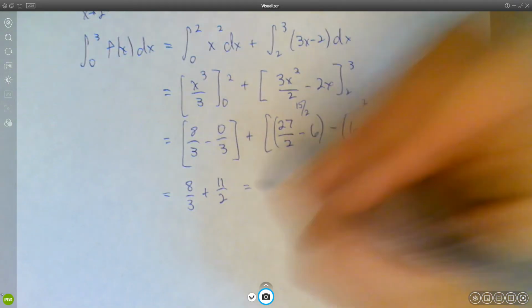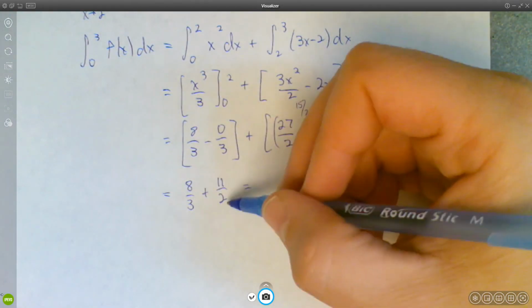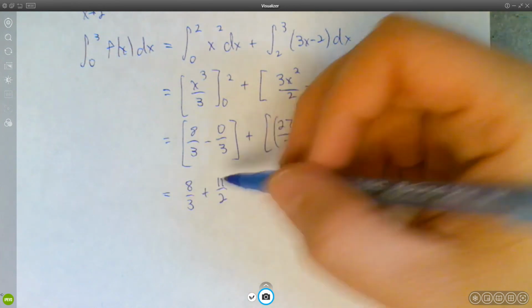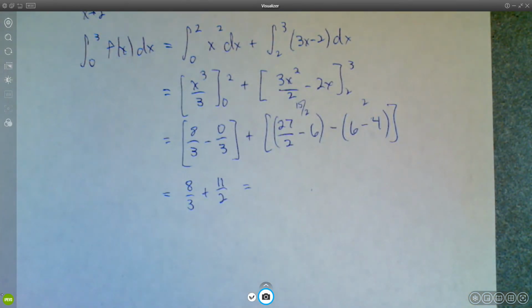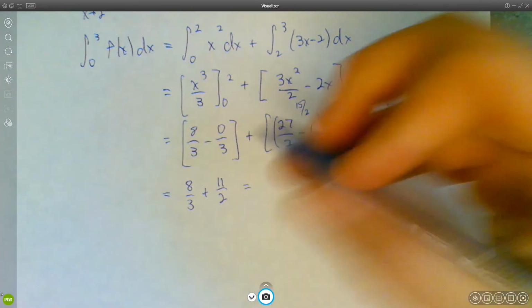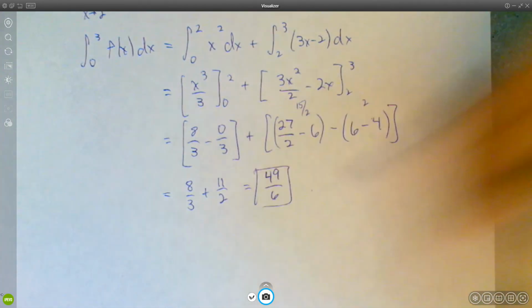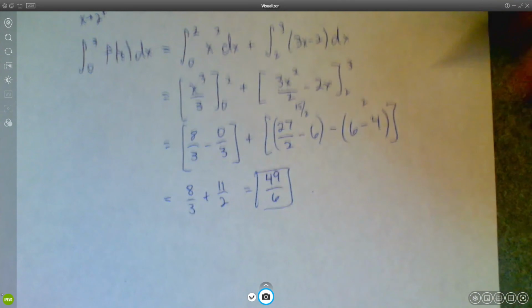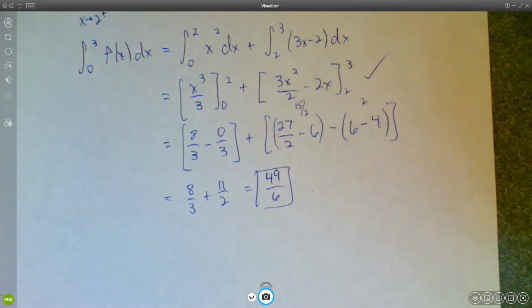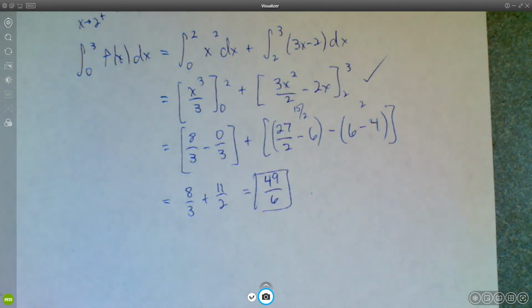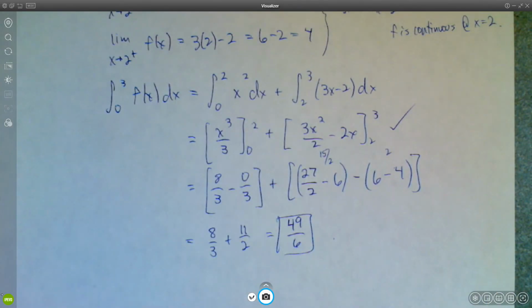I could get a common denominator there. Multiply by 2, I get 16. Multiply by 3, I get 33. 16 plus 33 is 49 sixths, I believe. Check my arithmetic. But I know that I'm good up until this point for sure. Everything else, if there's a mistake, it's just an arithmetic mistake. So that's that. And that's all I want to say about Fundamental Theorem of Calculus Part 1.